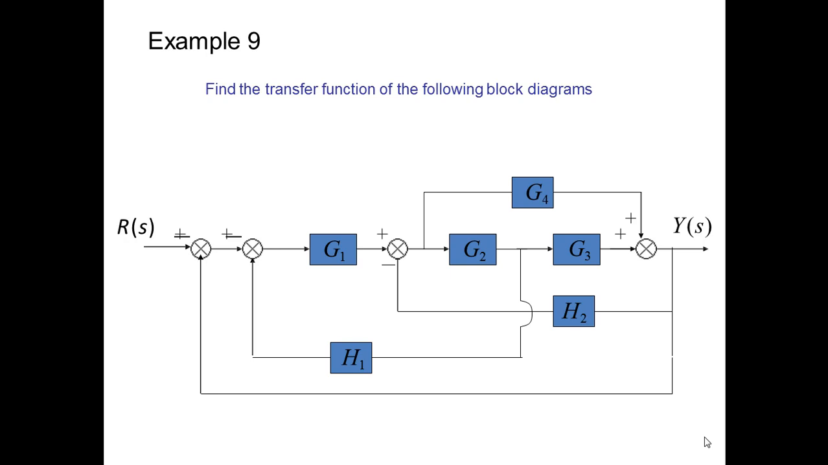So here is another example, and it asks to find the transfer function of the following block diagram. You have been given a block diagram over here. You can see that there are four forward path gains and 2 reverse path gains, and there are 3 summers or summing points in the diagram you can see over here. So we have to reduce this huge block diagram into a single transfer function, or you can say a single block.